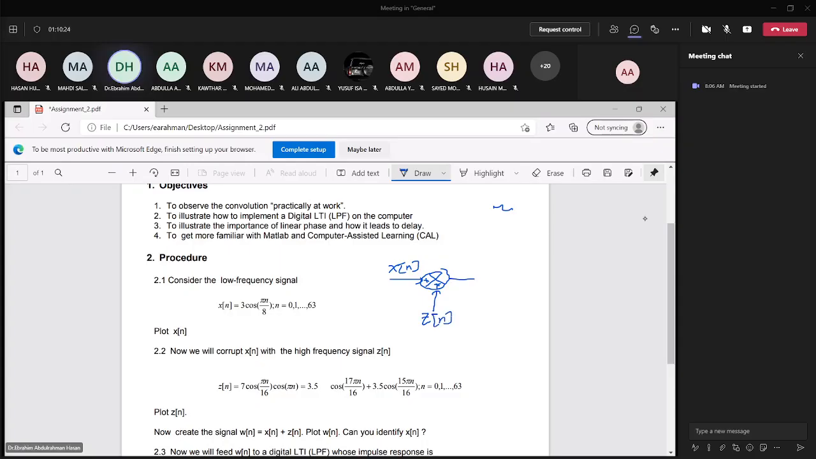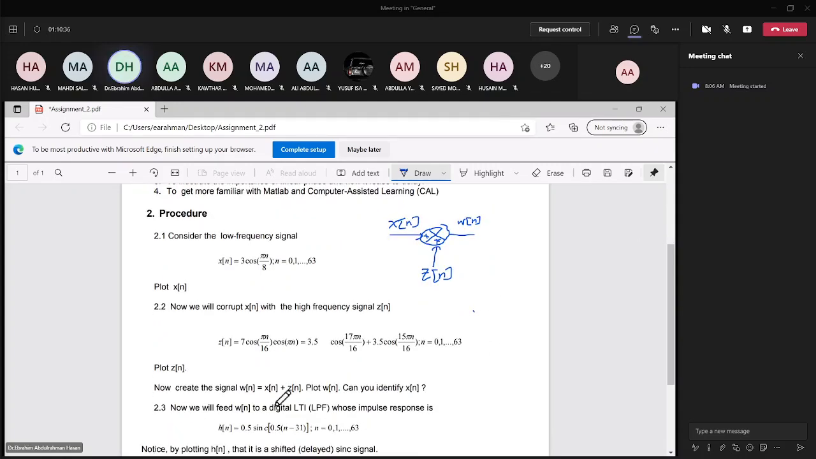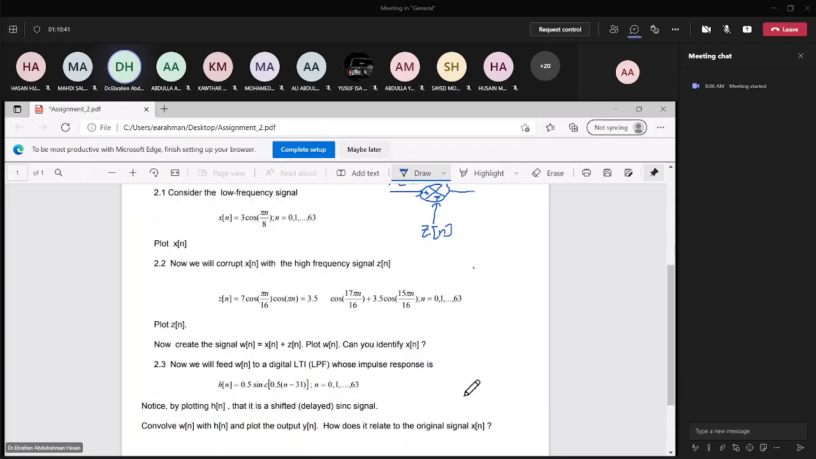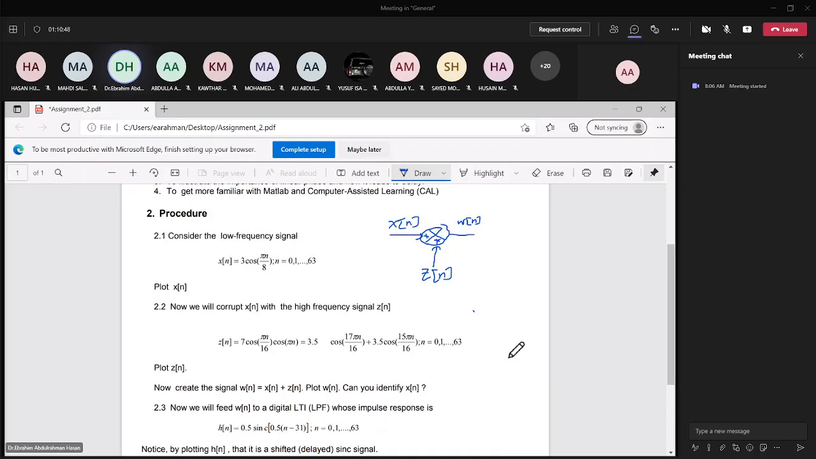The output, we name the output as w of n. The required is to plot w of n. Okay, after this, result of this one, take it to the filter x of n, h of n. So here we have h of n, and this is my output y of n.